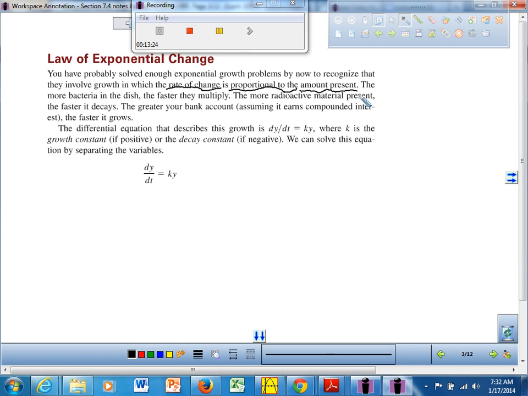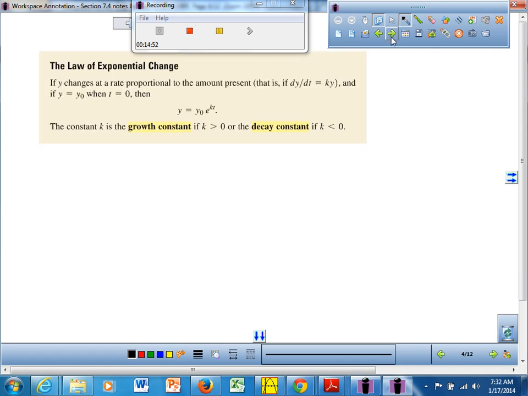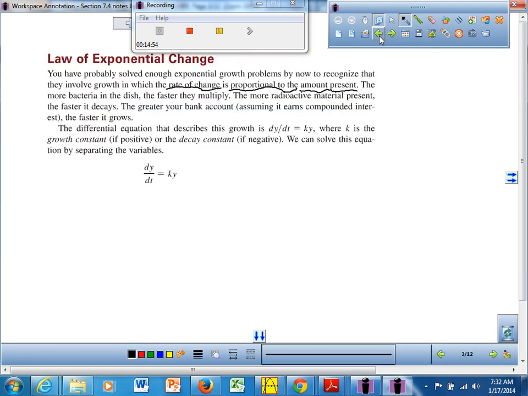Okay? All right. The more bacteria in a dish, the faster they'll multiply. The more radioactive material present, the faster it decays. The more money in your bank, the more money you grow. Okay? Exponential growth and decay. The differential equation that describes this is right here as we discussed, where k can be positive for growth and negative for decay. All right? So let's see where this comes from. We're going to do it right here.